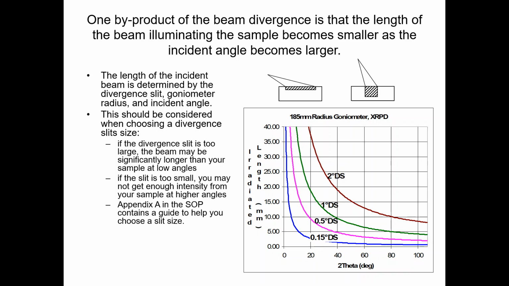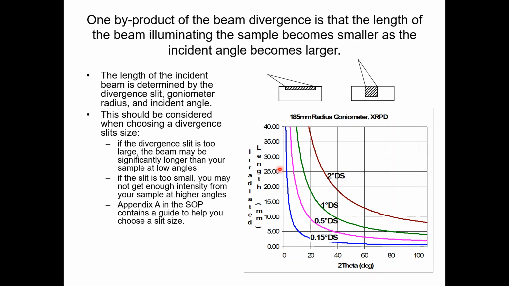So this should be considered when choosing a divergence slit size. These are the things which we should consider when we are choosing a divergence slit. First, if the divergence slit is too large, the beam may be significantly longer than your sample at a low angle. Here you can see the example. And the second condition is, if the slit is too small, you may not get enough intensity from your sample at higher angles.